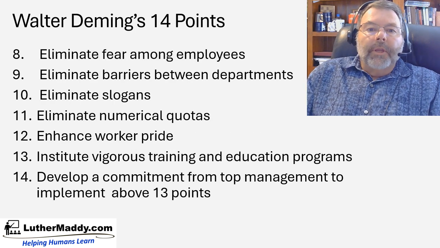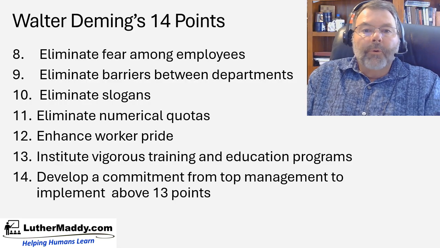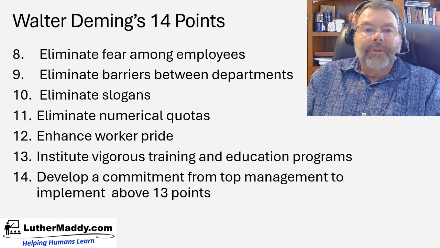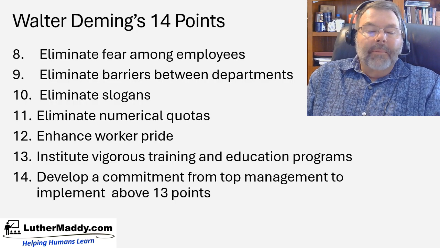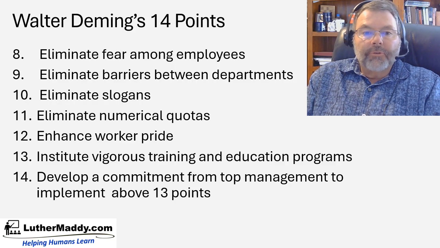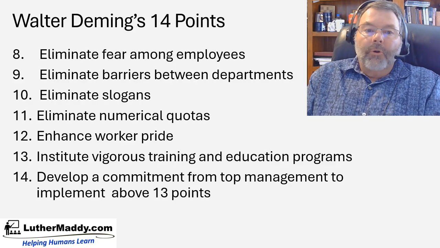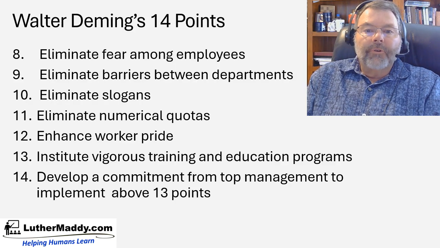Continuing with Deming's 14 points, number eight, eliminate fear among employees. They shouldn't fear that if they bring something to the management's attention that they'll get fired. Number nine, eliminate barriers between departments. Stop the siloing. Number ten, eliminate slogans. Number eleven, eliminate numeric quotas. Number twelve, enhance worker pride. Number thirteen, institute vigorous training and education programs. Number fourteen, really important, develop a commitment from top management to implement the above thirteen points. They've got to buy in.